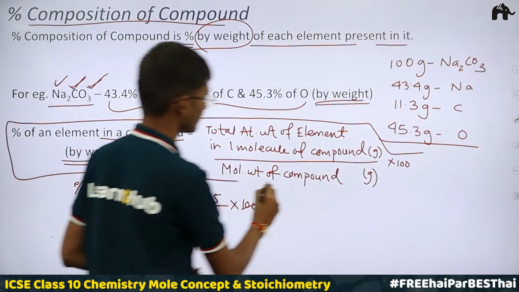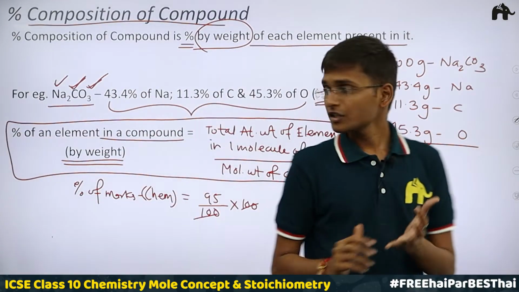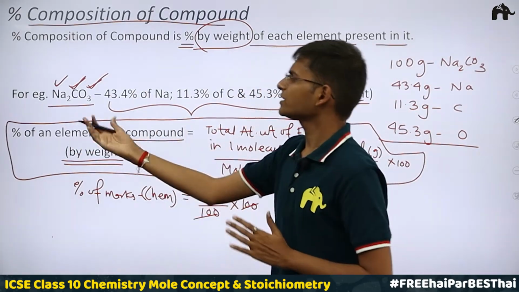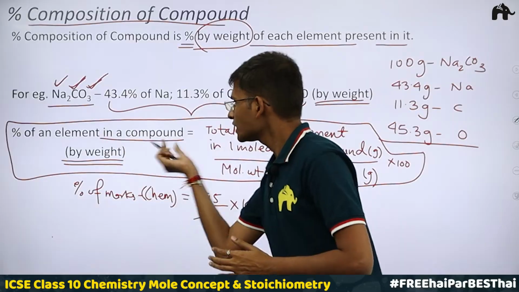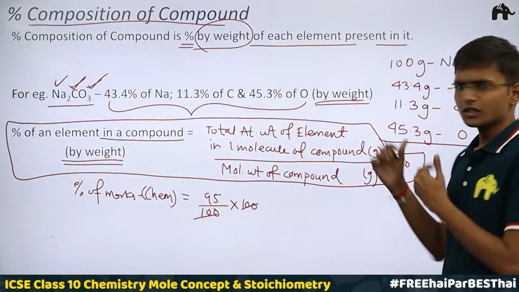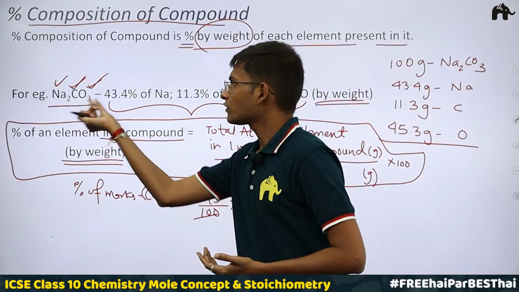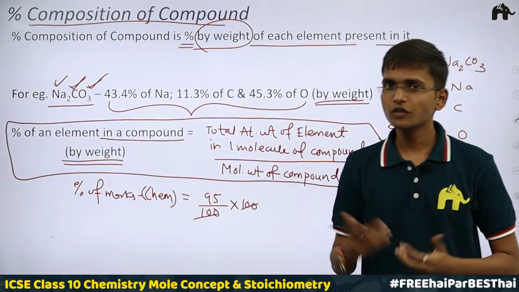So this is the formula for finding out the percentage of an element in a compound by weight, or percentage of an element by weight in a compound. Very simple. So this formula you have to apply, then find the percentage by weight of each element, and then you would get the percentage composition of that compound.